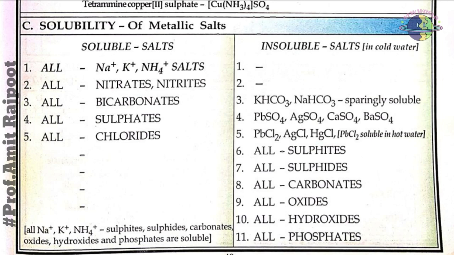If we separate out sodium, potassium and ammonium salts, they are soluble in water in the forms of nitrates, nitrites, bicarbonates, sulfates and chlorides. Sparingly soluble: PbSO4, Ag2SO4, CaSO4, BaSO4. Insoluble: PbCl2, AgCl, HgCl. PbCl2 is soluble in hot water, not in cold water. And all carbonates, sulfides and oxides are not soluble in water.